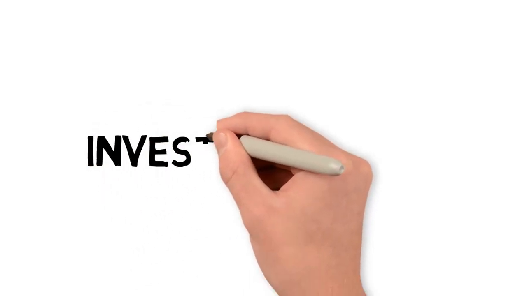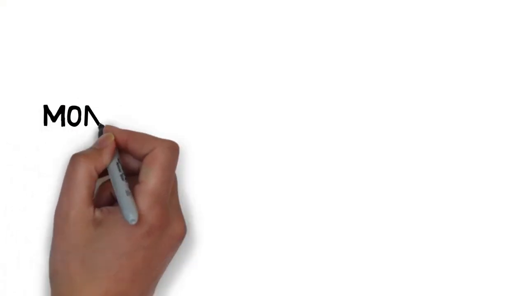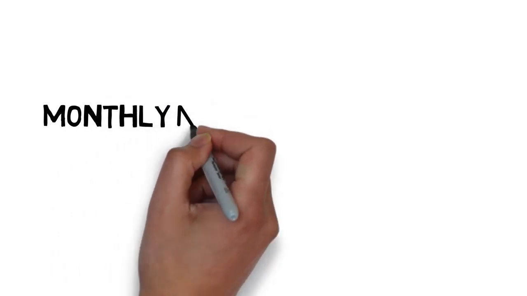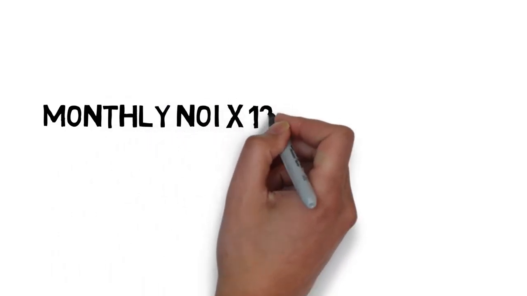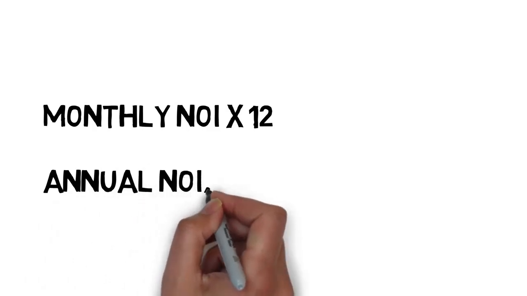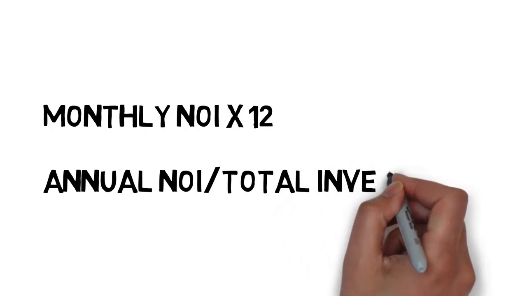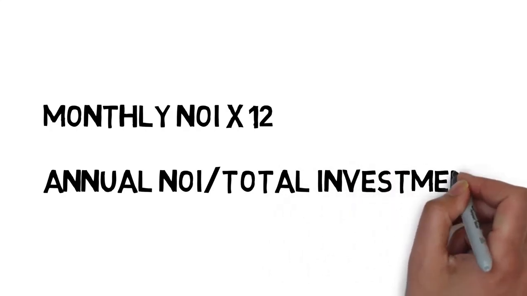If you need more information on cap rates, go to investopedia.com and look it up. It's a big time word that you have to know to be a big time investor. To calculate your cap rate, take your monthly NOI and multiply it by 12. Then take your annual NOI and divide it by your total investment. This will give you a small decimal number, which needs to be converted into a percentage.